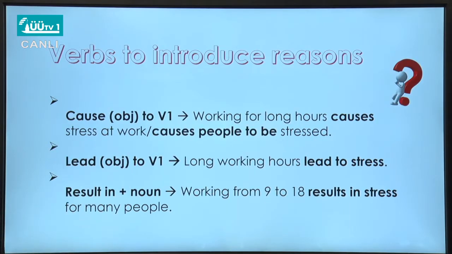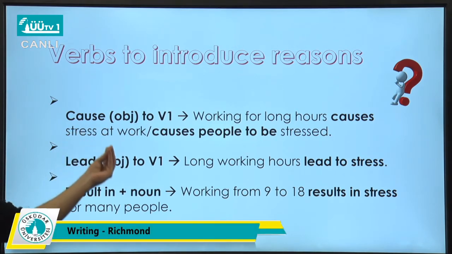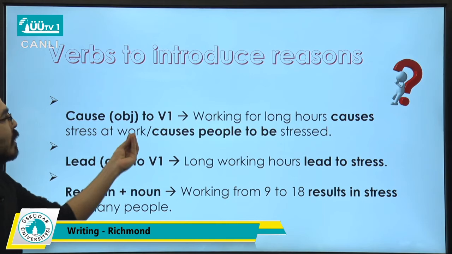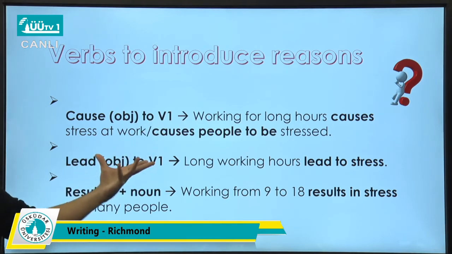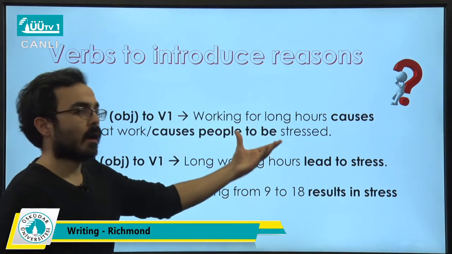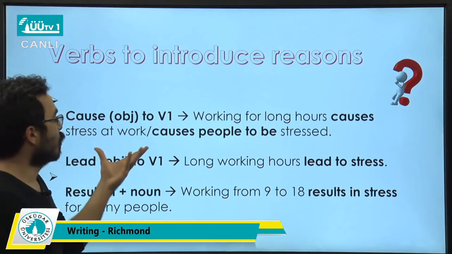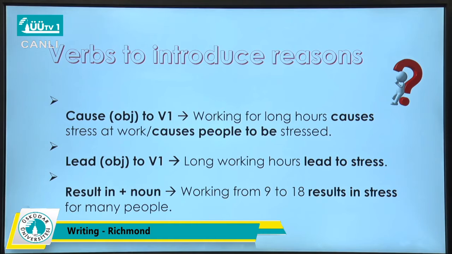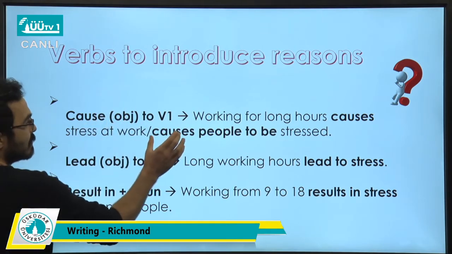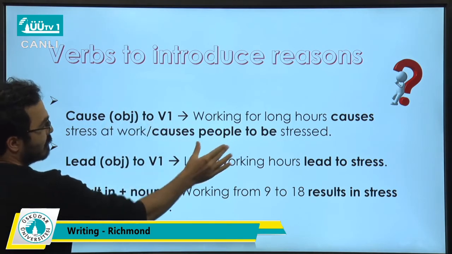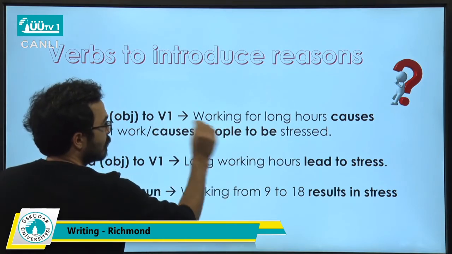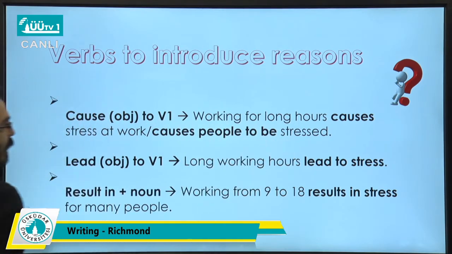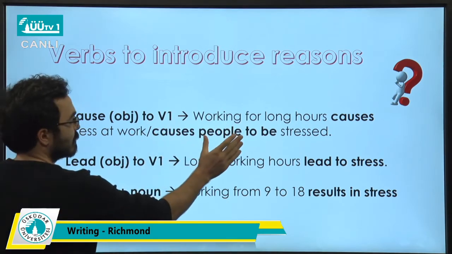Good. And let's talk about some verbs to introduce reasons. Cause, cause something to do. In our example, working for long hours causes stress at work, causes people to be stressed. So again, causes, my noun, my object here, and after it, my verb. Causes someone to do something, right? This problem causes these people to be stressed.